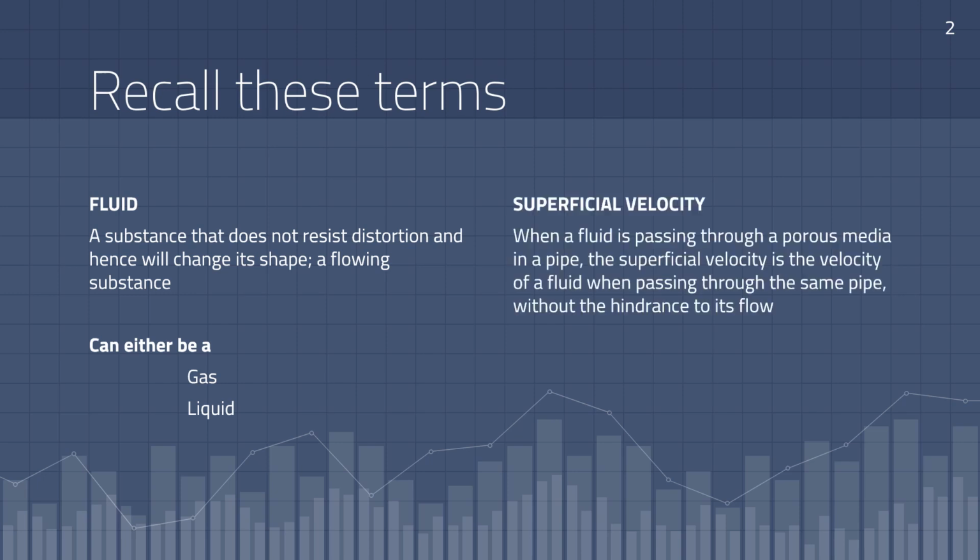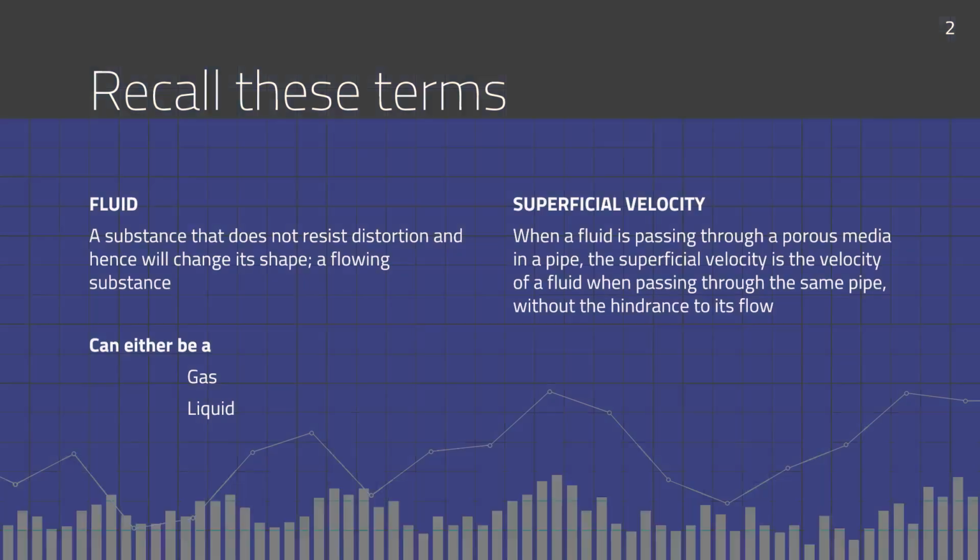The next one is the superficial velocity. When a fluid is passing through a porous media in a pipe, the superficial velocity is the velocity of the fluid when passing through the same pipe without any hindrances to its flow. So, it is just the velocity without any obstacles to its fluid path.